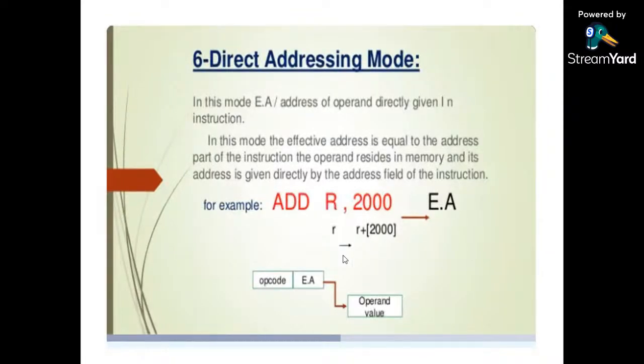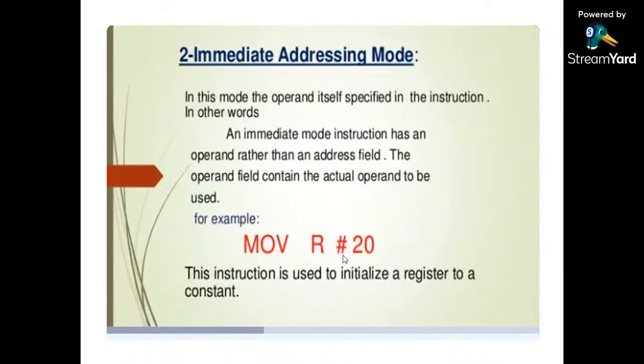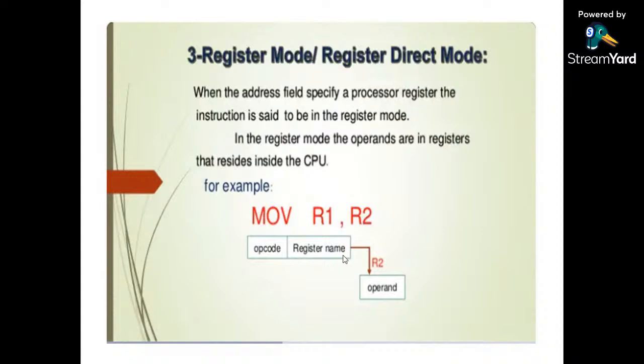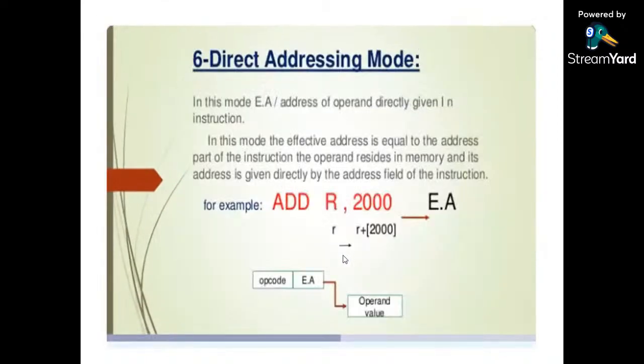Okay, now there is something called direct addressing mode. We have seen the register direct addressing mode here. Okay, then this thing is called memory direct addressing mode, or simply direct addressing mode. What do we mean by direct addressing mode? That the operand is given directly in the instruction, and basically that operand when added to the content of a register will give you the effective address.